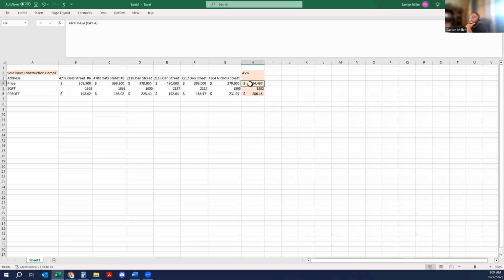So what I did here is also take the average. So what's the average sales price of all the properties, right? And then what's the average square foot of all the properties? And then here's the price per square foot.